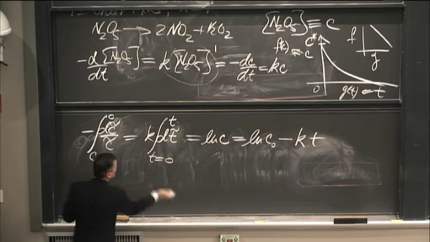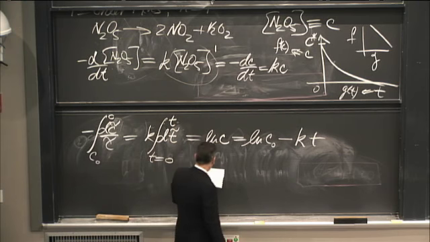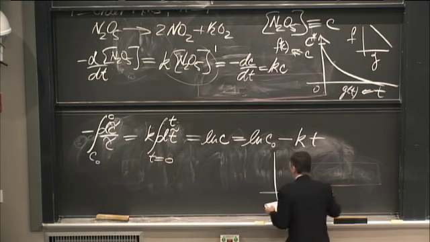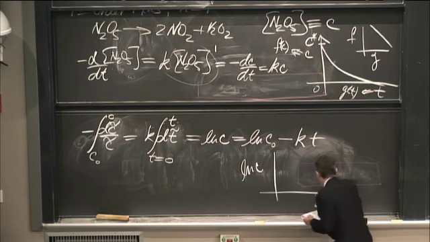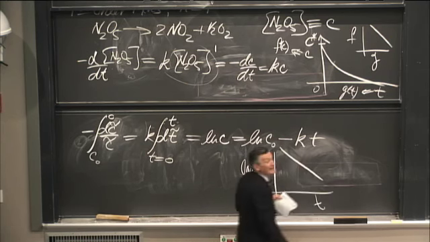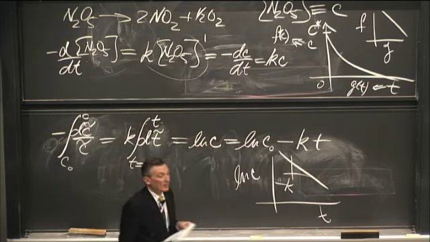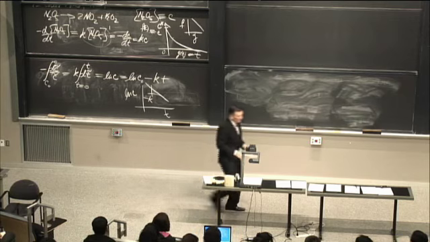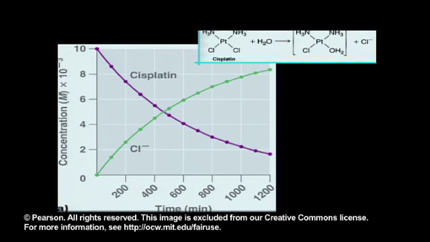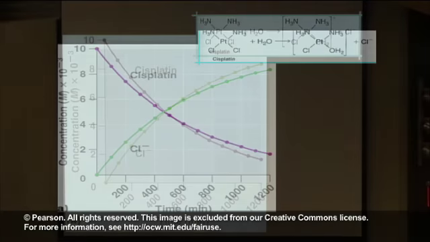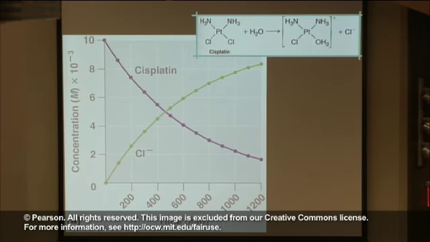Okay, so integrating this thing gives us this expression, and that means if I plot the natural log of c versus time, I should get a straight line, and furthermore, the slope is equal to minus k. So here's an example taken from your book. It happens to be another first-order reaction, and it shows the decomposition of cisplatin. This is a compound that's used in certain cancer treatments, and you can see cisplatin hydrolyzes to form this monster cation plus a chloride, and it turns out that the rate of decomposition of cisplatin is first order.